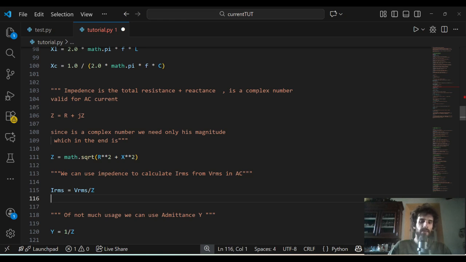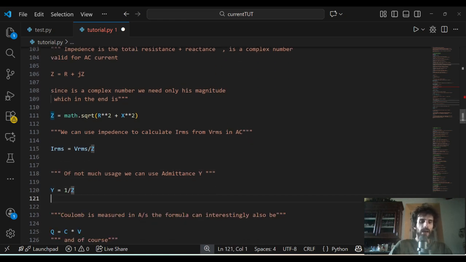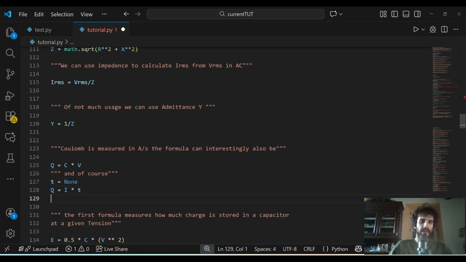systems. It can also be used if you have the tension but don't have the current, or the opposite, and you have the impedance. You can calculate the other one in alternating current. Admittance is not useful. Then coming to Coulomb.